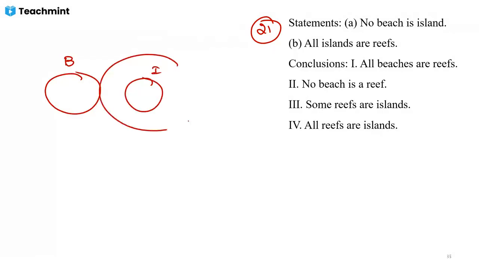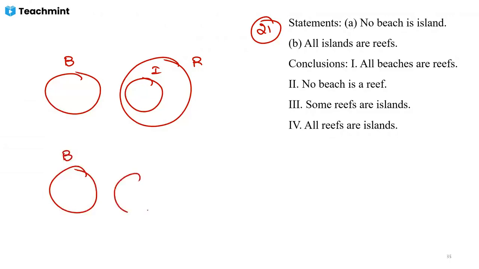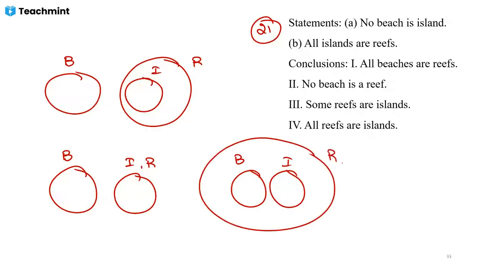Now series 21. Guys, this question is pretty much similar to the previous one. No beach is island. All islands are reefs. This is one diagram. No beach is island. All islands are reefs. This is another diagram.